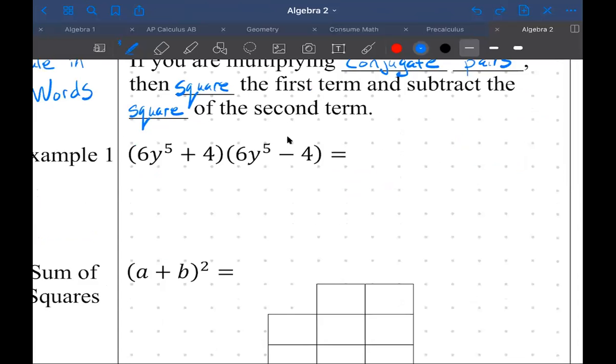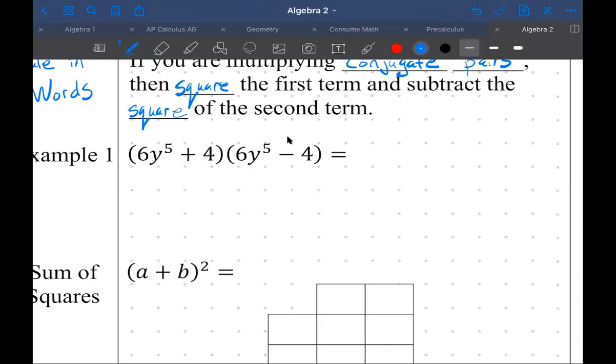Difference of squares. Look, this is a conjugate pair. It's the same term, 6y to the 5th, 6y to the 5th, 4, 4. The only difference is different signs in between. This is a pair of conjugates, or a conjugate pair. So I'm going to square the first, then I'm going to do a minus sign, and I'm going to square the last.